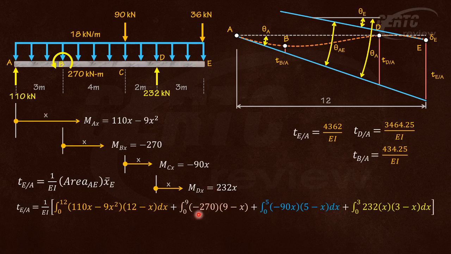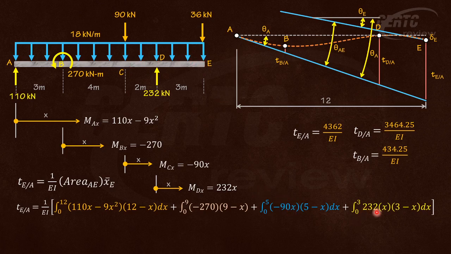Okay, how about this? That's 270. Why 9 minus x? Because from B to E, that's 9. The limit will be from B up to E only, from 0 to 9. Next, the 90. Why 5 minus x? Because from E to the 90 is 5, so that will be 5 minus x. And the limit is 0 to 5, because from C, 0 up to 5.